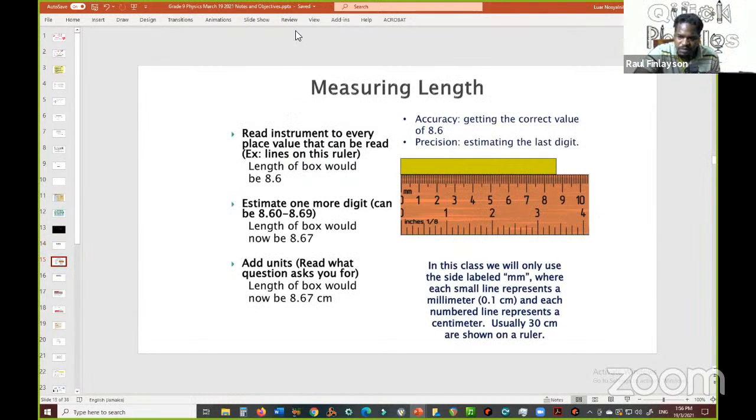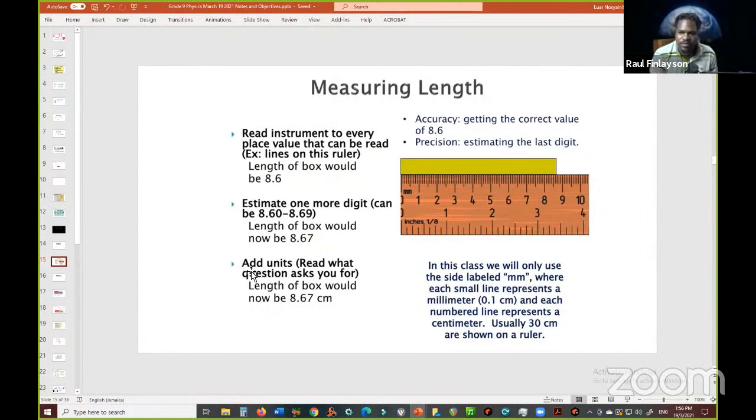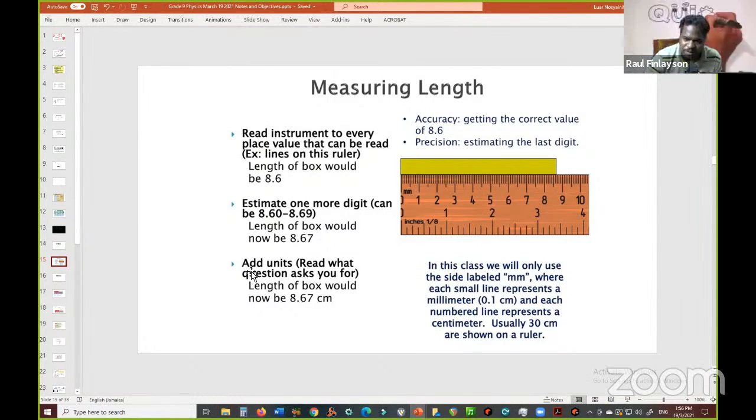One of the activities that you will practice throughout this topic is measuring different things, measuring the length of different objects and writing them down in the right way. Now here are the instructions. When you're measuring the length of something, right?